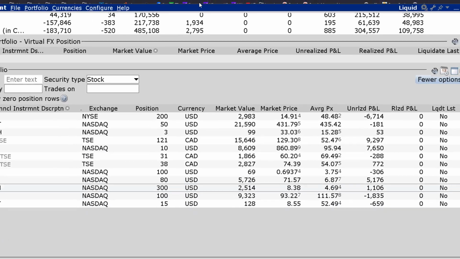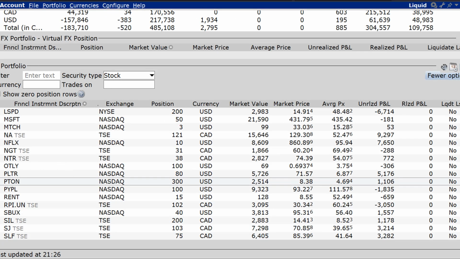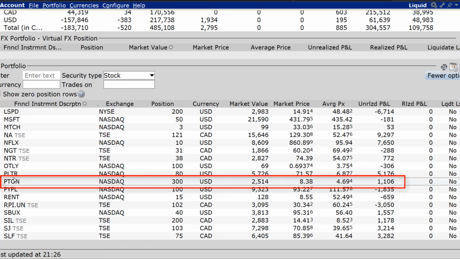So here's an example of how that works. I'm going to use my IBKR portfolio here again. I have 300 shares of Peloton. Maybe I'll get rid of 100 shares. And this time I will be doing a trailing stop limit order.